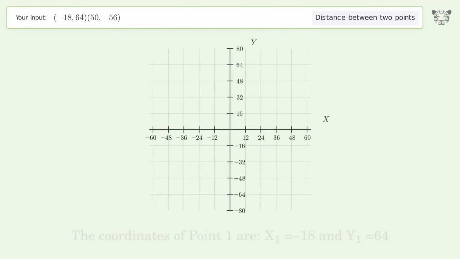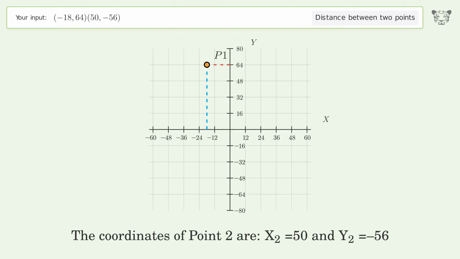The coordinates of point 1 are x1 equals -18 and y1 equals 64. The coordinates of point 2 are x2 equals 50 and y2 equals -56. D is the distance between the 2 points. First, take the square root of both sides of the Pythagorean theorem. This gives us the distance formula.